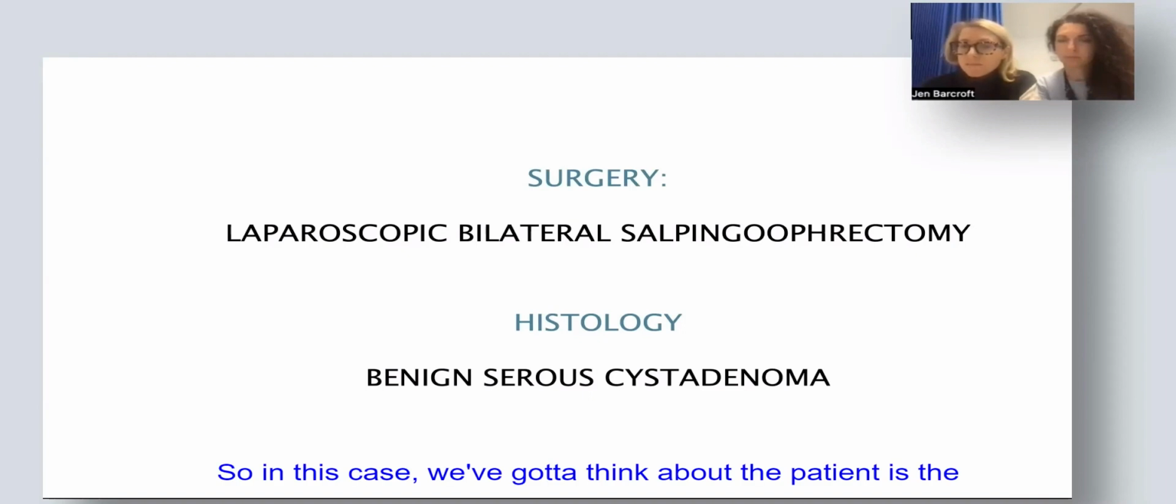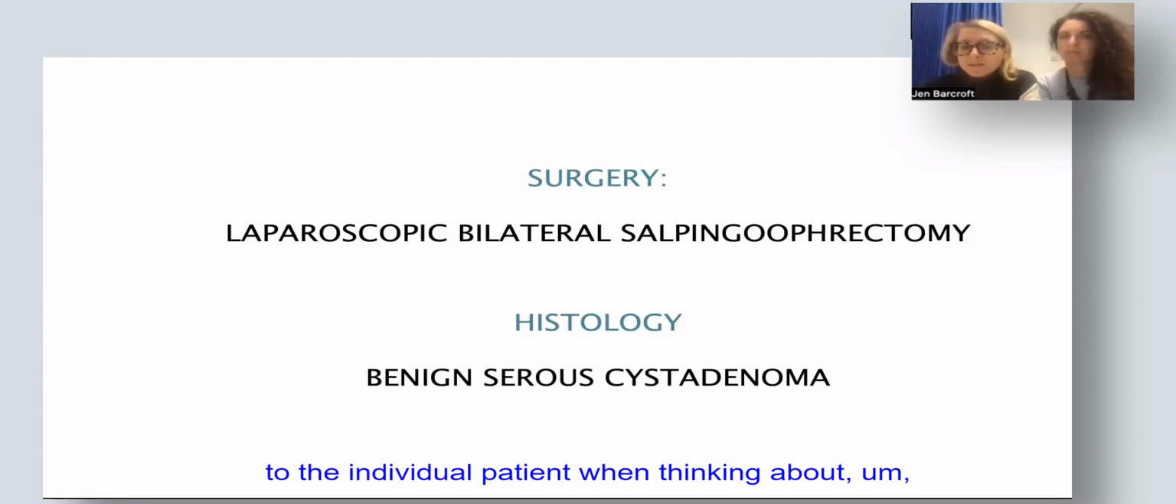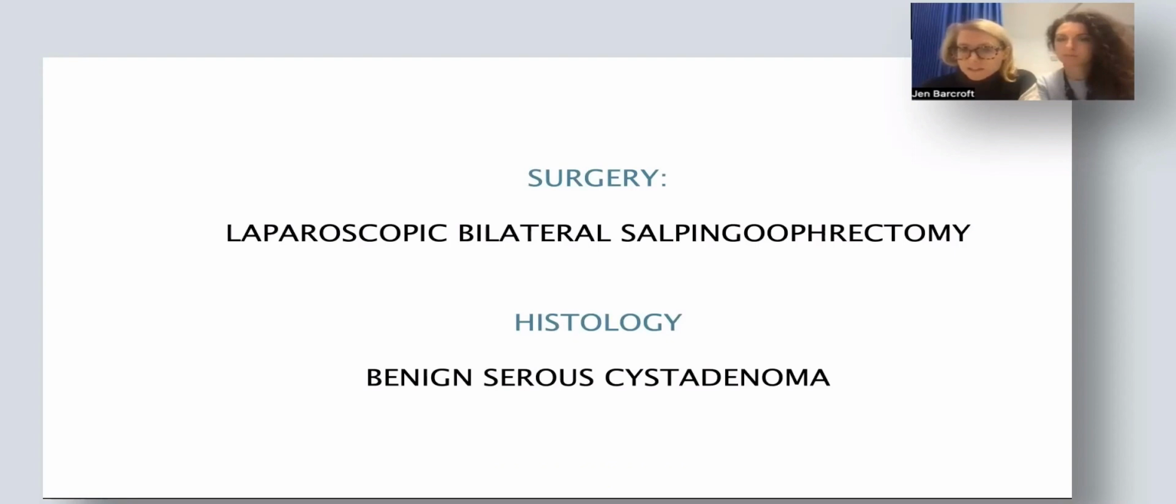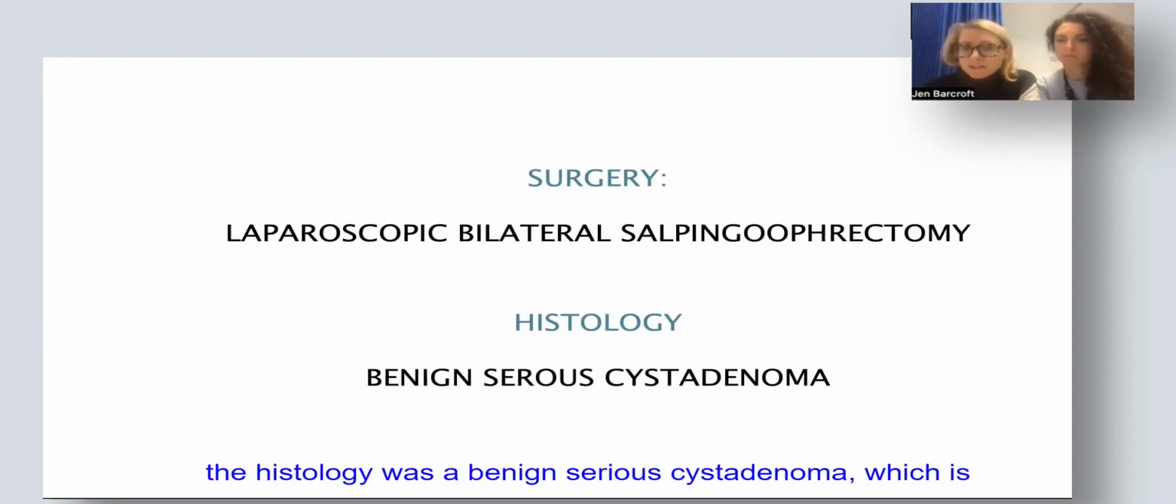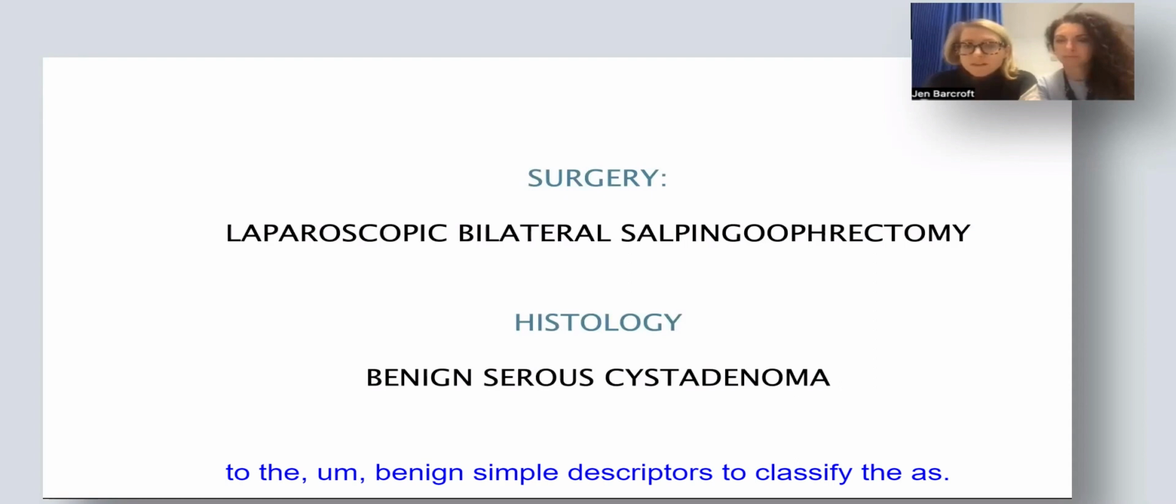So in this case, we've got to think about the patient as the center of management, and the recommendation, because of the symptoms, was to undergo surgery. Now, because of her age, she underwent a bilateral salpingo-oophorectomy, whereas if you had a younger patient, you would then do a cystectomy as an alternative. So it's about tailoring the management to the individual patient when thinking about what the best strategy for surgery is. And as expected, the histology was a benign serous cystadenoma, which is what we thought based on the fact that we could apply the benign simple descriptors to classify the mass.